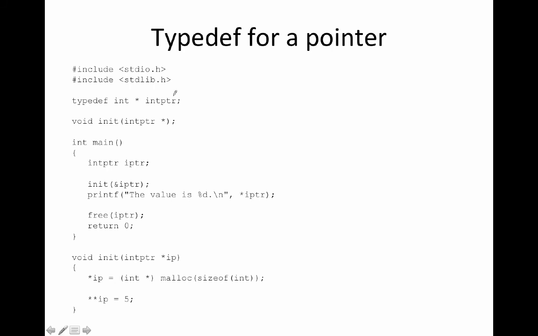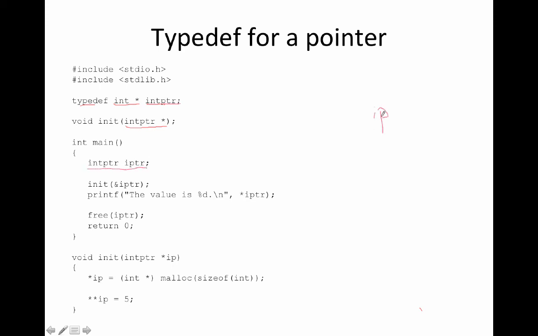Okay, so in order to make this look a little bit nicer, we can create a type definition for a pointer. I'm going to use typedef to rename int star as int pointer, intptr. I'm going to use that in my function header and in my function prototype. So int pointer is the same thing as int star. Now I can use that type name in my declaration.